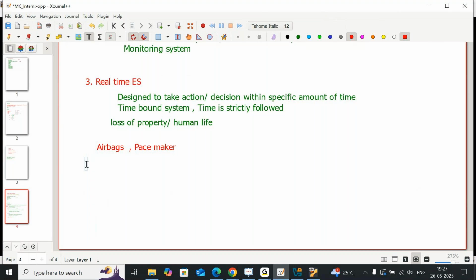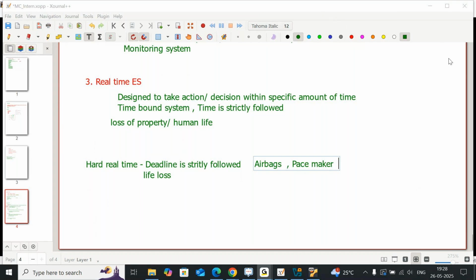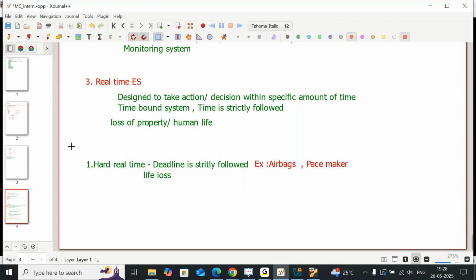There are three categories of real-time embedded systems. One is hard real time, where the deadline is very strictly followed. If the embedded system is not able to take a decision within a specific amount of time, it's a human life loss. All the medical applications come under this category of hard real time. Airbags and pacemakers come under the category of hard real-time embedded systems. So this is the first category. The real-time embedded system is further classified into hard real-time.